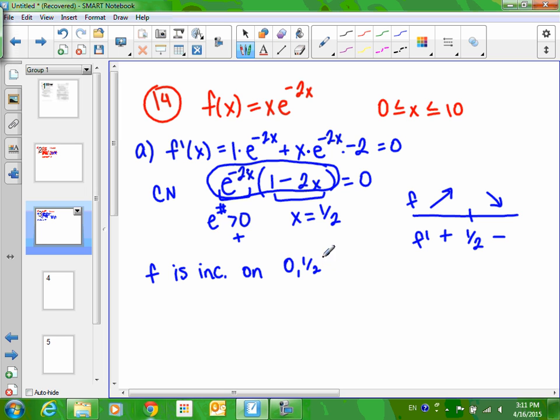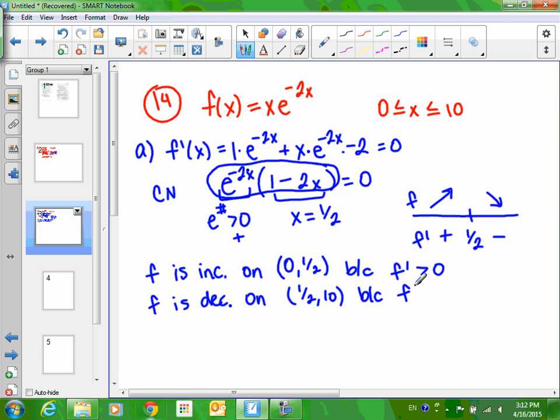Now here's the deal about should there be a parenthesis or bracket here. You're good either way. If we had to put a reason, we would say because f prime is positive or greater than 0. So we're going to write a similar statement. F is decreasing, because it asks for both, on 1/2 to 10 because we had a specific domain, because f prime is less than 0.